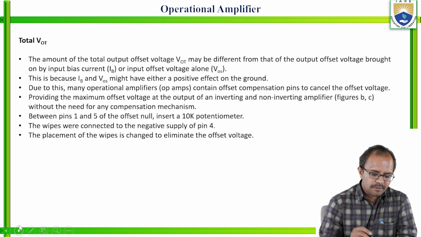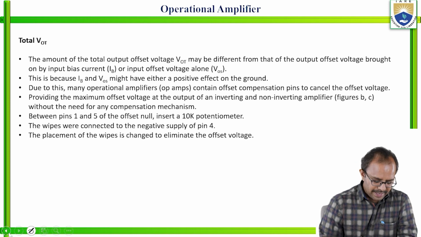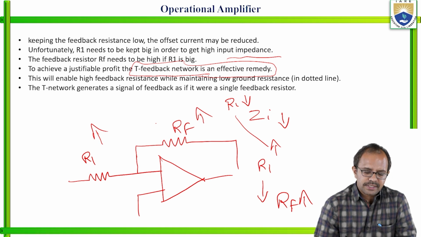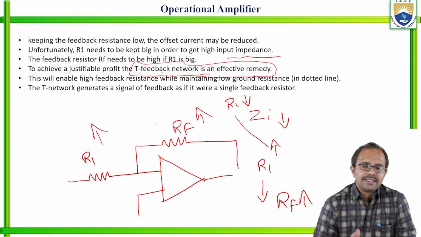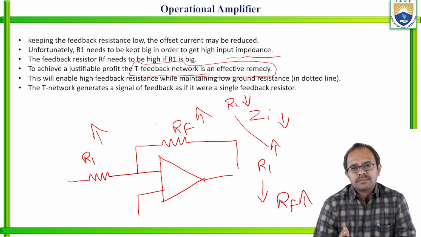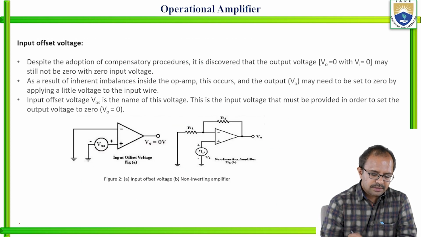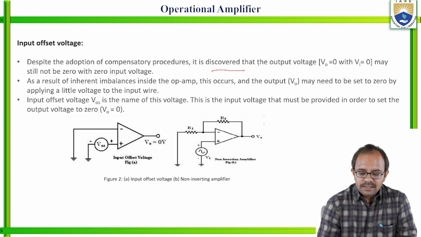And now if you observe the total value, right? What we said, one kind of approach is coming up with a T feedback network that will maintain reasonable values for R1, RF as well as your offset current. So despite the adoption of this kind of compensation, it is observed that the output voltage V0 with VA equal to 0 may not be 0.